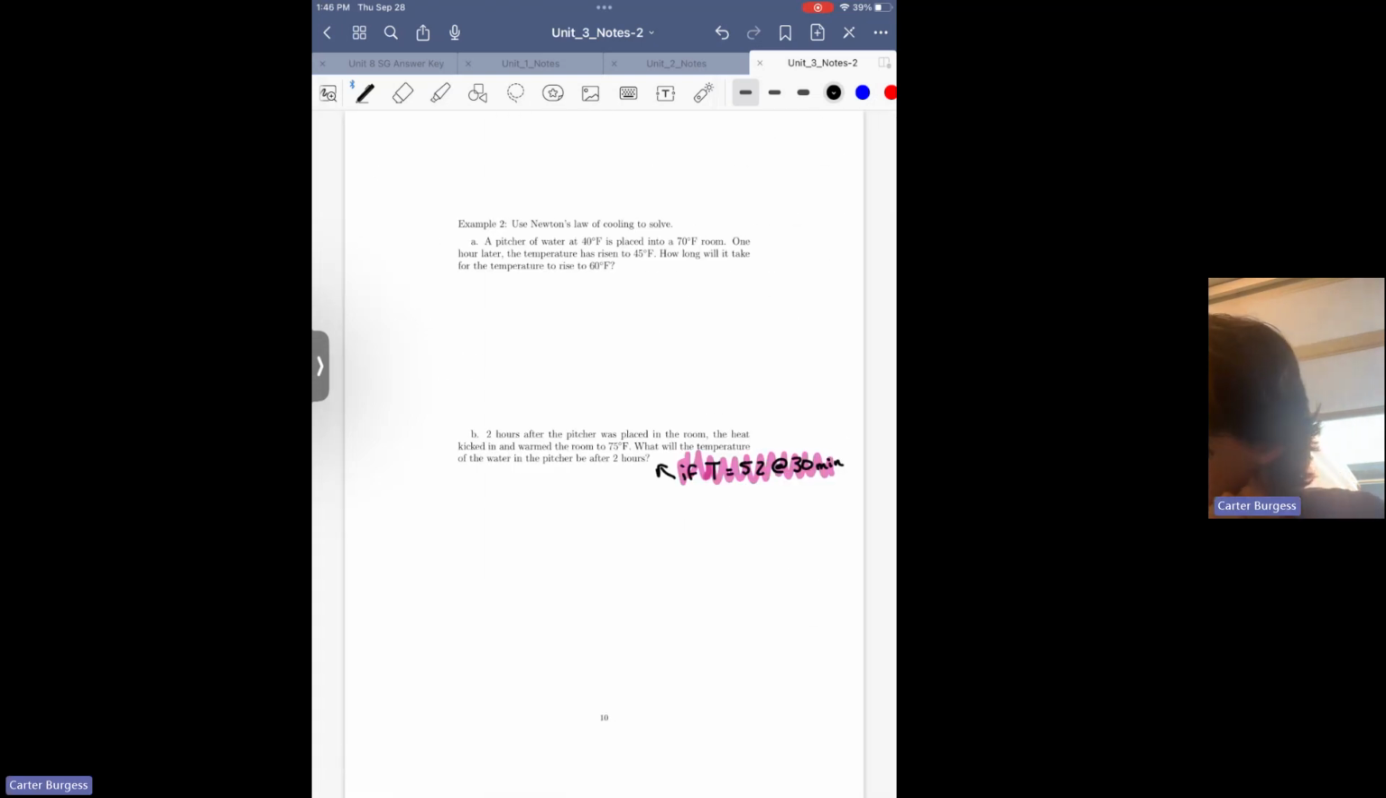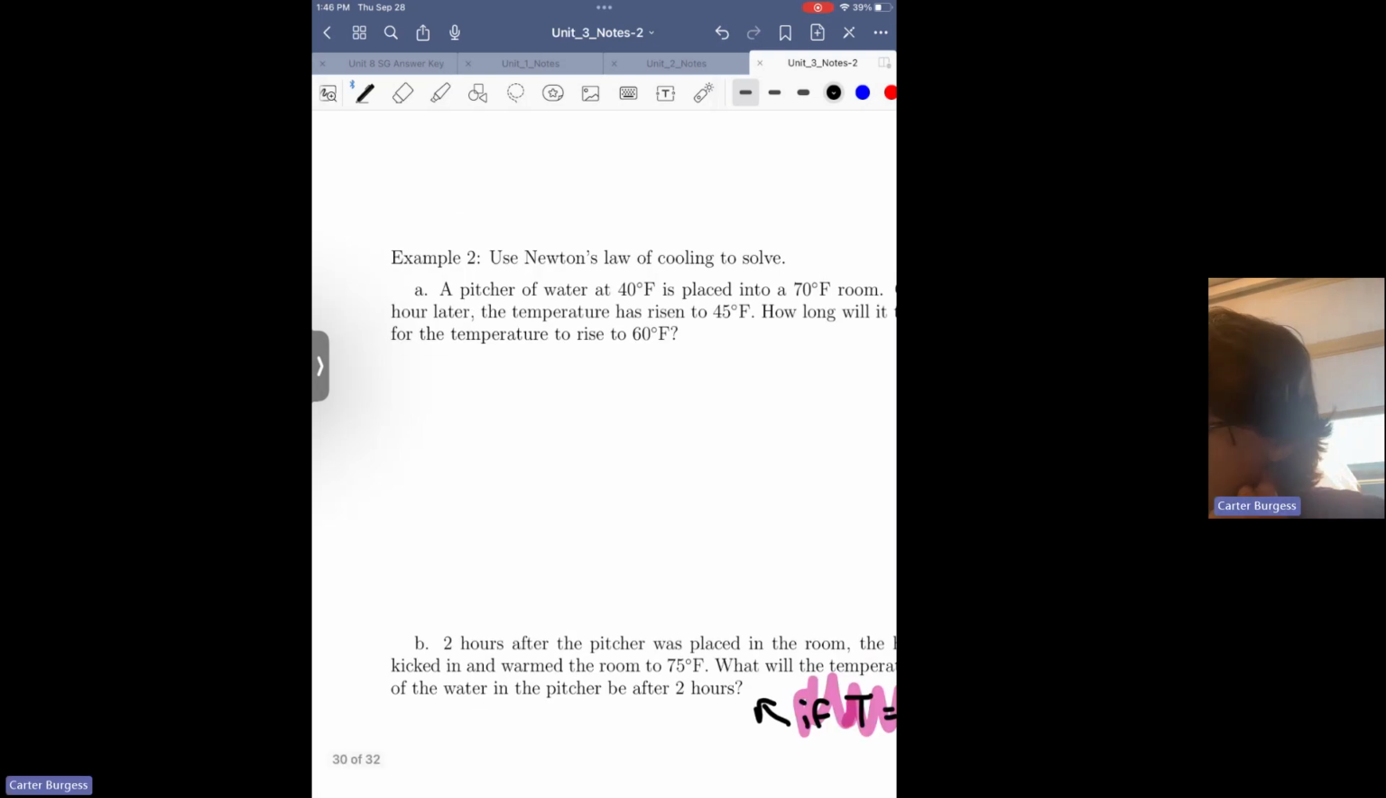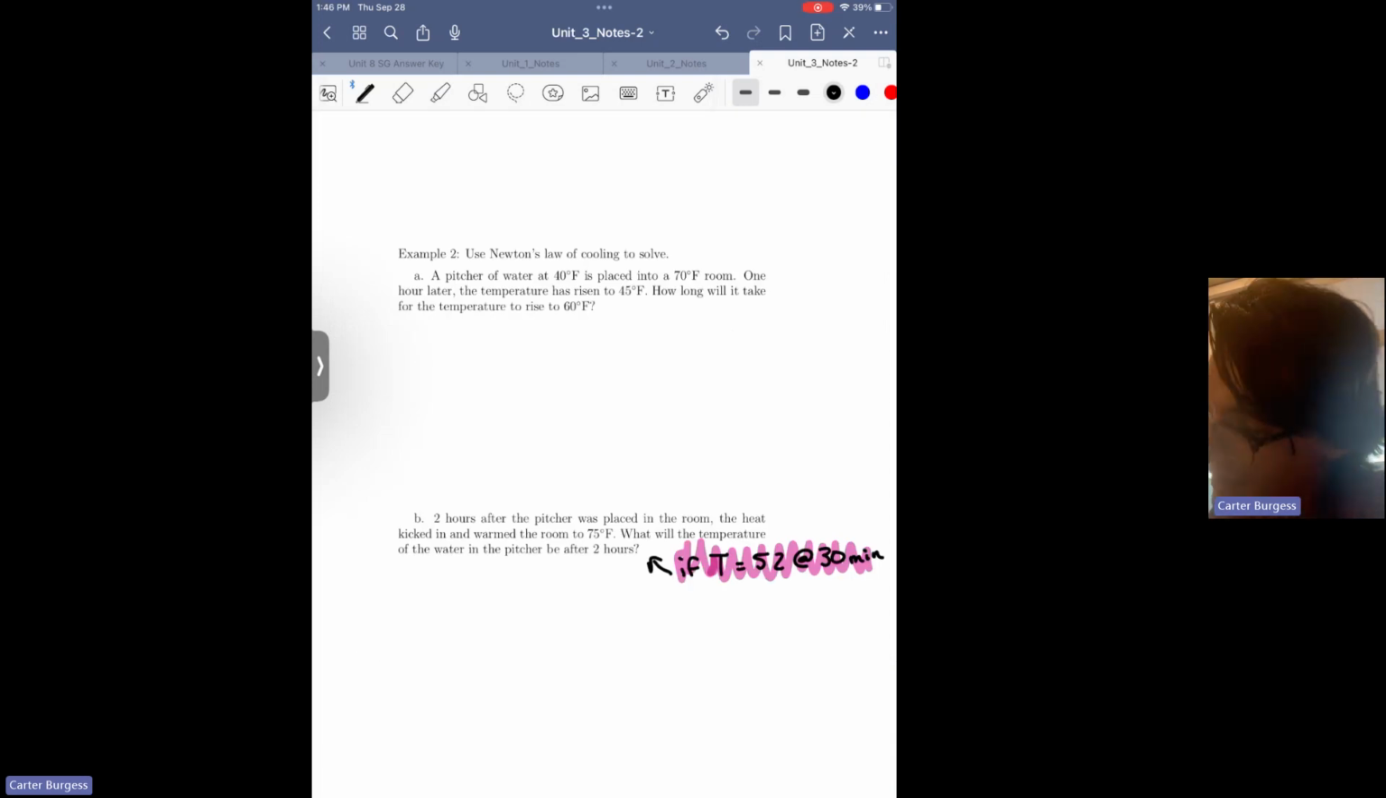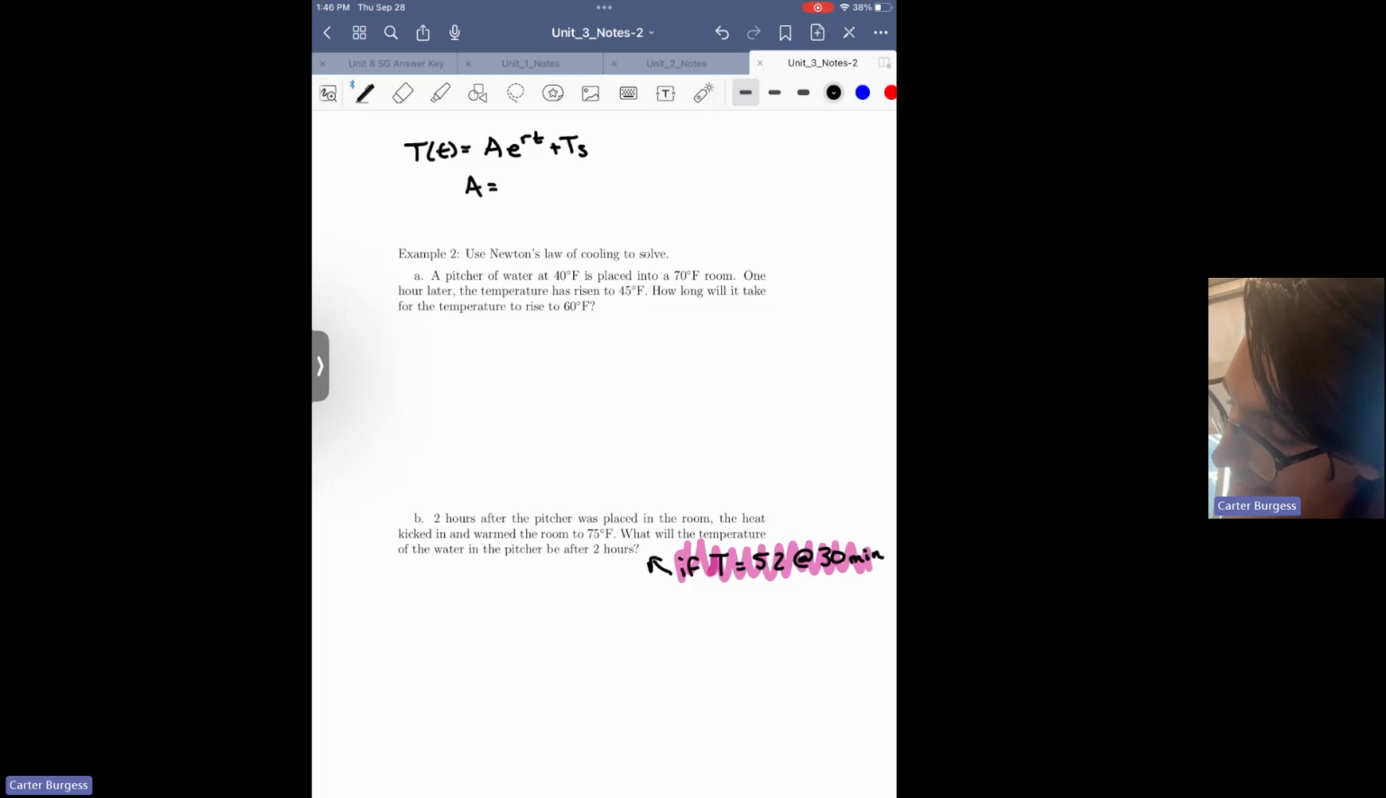All right. So let's take a look here at example 2A. And I'm just going to go ahead and rewrite what we had there. This was T of little t equal to A times e to the RT plus that surrounding temperature T sub S, where, just a reminder, A is that initial difference in temperature.